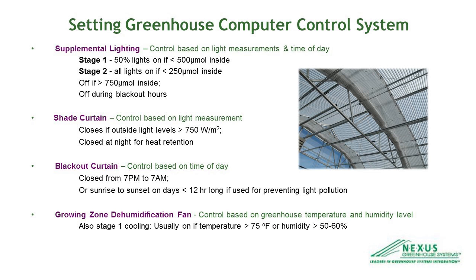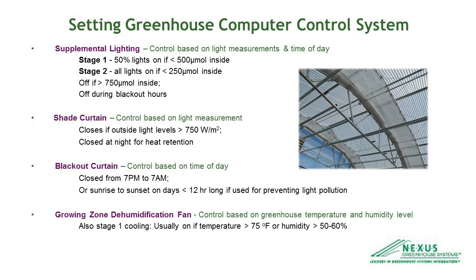LEDs have the option of being adjusted up and down, but most guys are still using conventional HPS lighting for cannabis production. So 50% of your lights turn on, and most often this happens whenever the light levels inside the greenhouse are less than 500 micromoles. Then stage 2 would turn on all the lights, so the remaining 50% of the lights, whenever the light level inside the greenhouse is less than 250 micromoles.